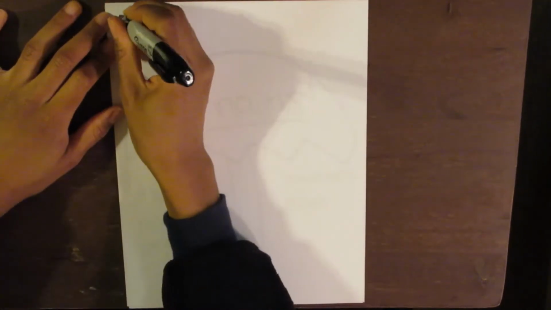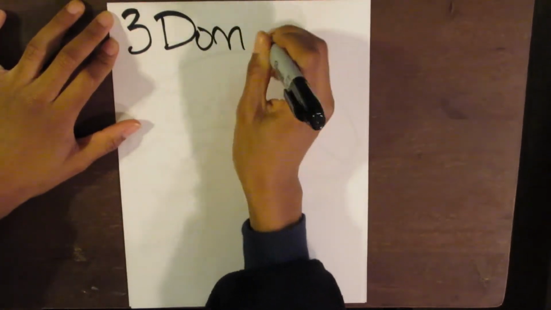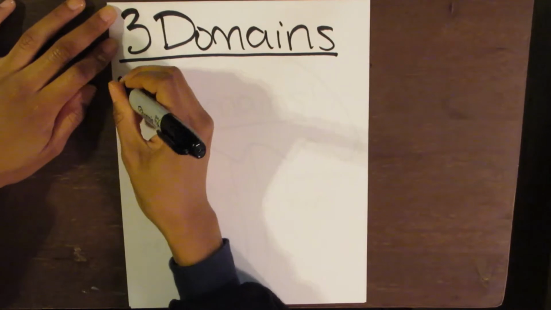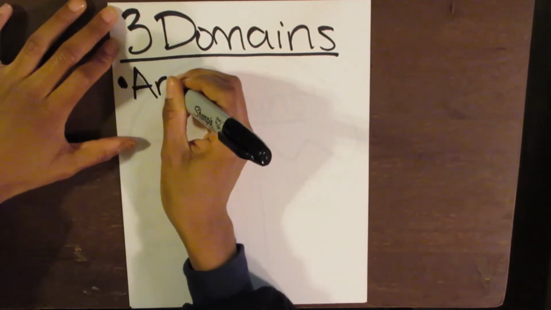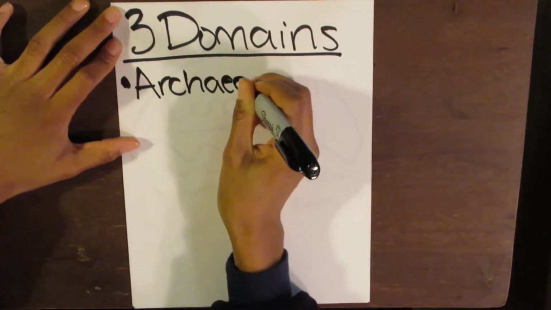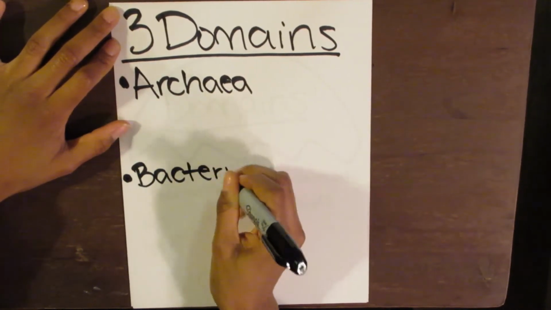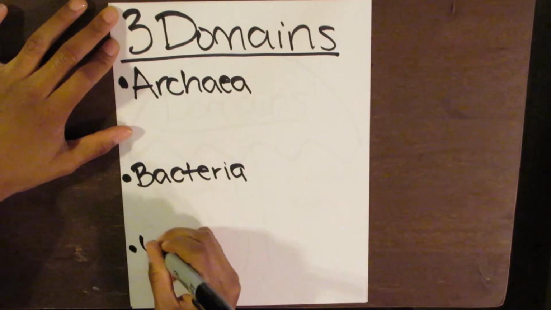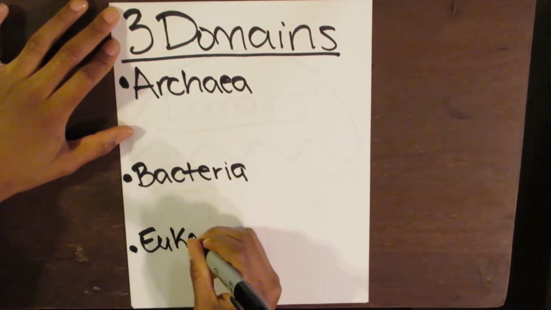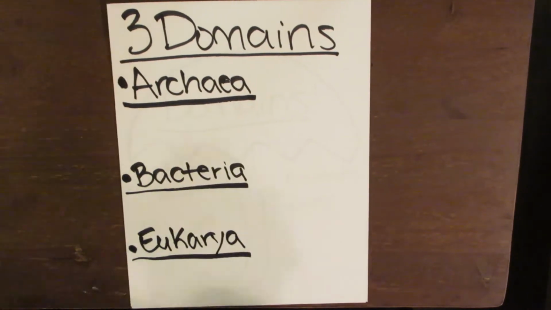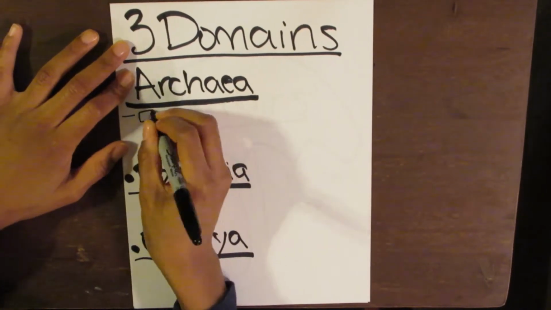So let's go ahead and take a look at our three domains. We have three domains that are really important to us and that we want to take a look at. So the first one we have is archaea, or archaea, however you want to say it. Miss Waits gets a little tongue-tied sometimes, but that's okay. Bacteria, and then we have eukarya. They all kind of rhyme. It's kind of nice. Anyways, let's go ahead and look at them in a little bit more depth.